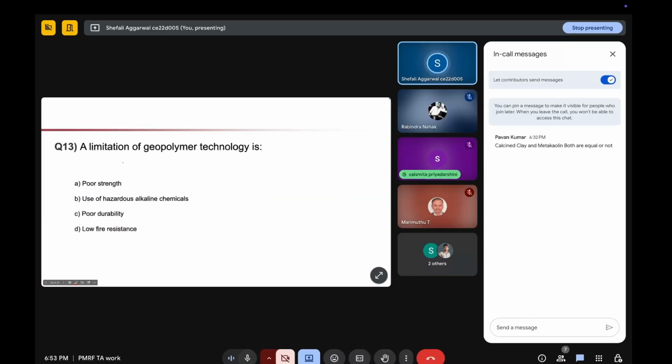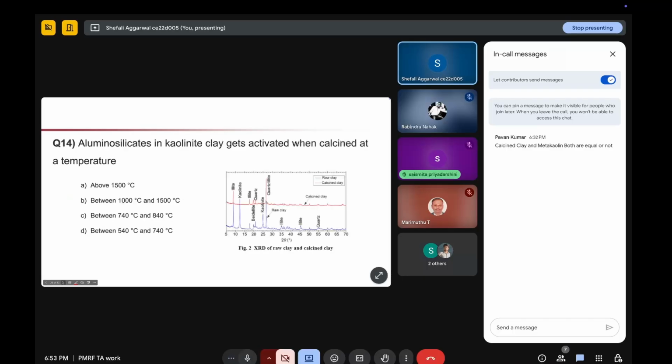A limitation of geopolymer technology is: poor strength, use of hazardous alkaline chemicals, poor durability, or low fire resistance. B, correct. So using chemicals is one of the major limitations of geopolymer technology.